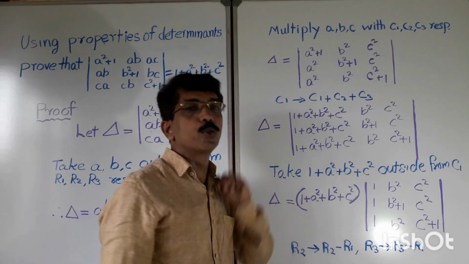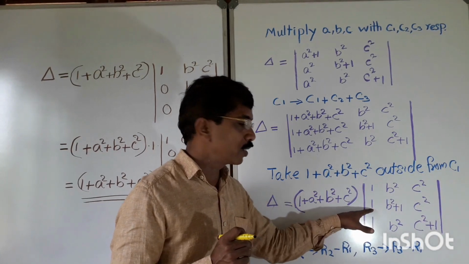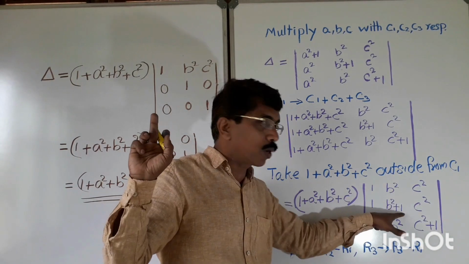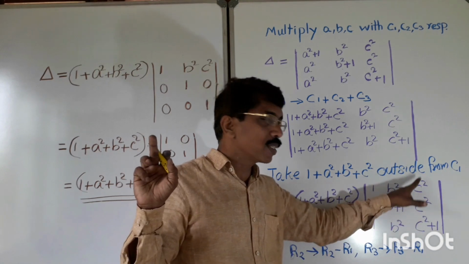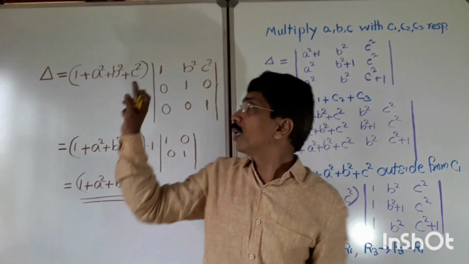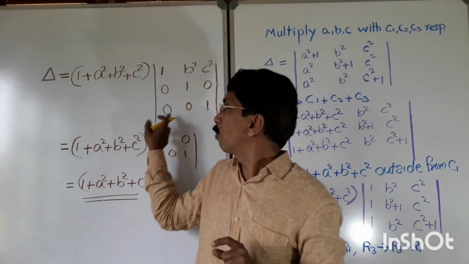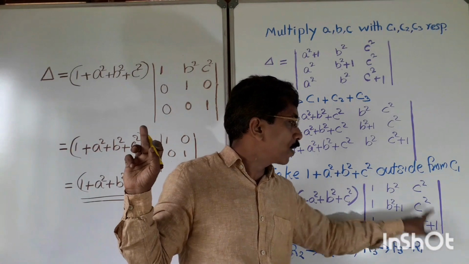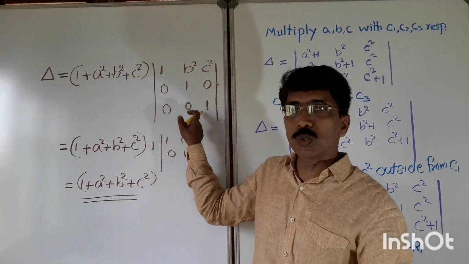Let us listen how to do this. R2 changes to R2 minus R1. 1 changes to 1 minus 1, it comes as 0. Then here b square plus 1 minus b square, it comes as 1. c square minus c square is 0. Similarly this one, 1 minus 1 is 0 and b square minus b square comes as 0. c square plus 1 minus c square, only 1 will come. So the determinant becomes like this way.